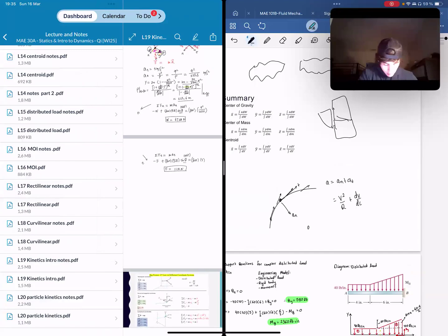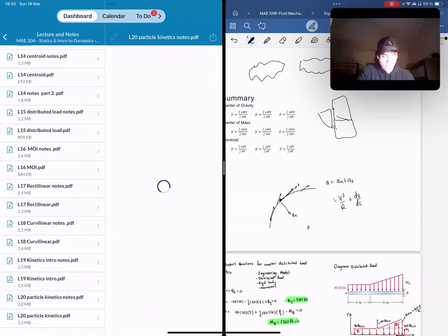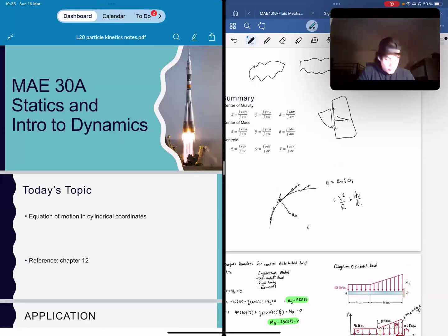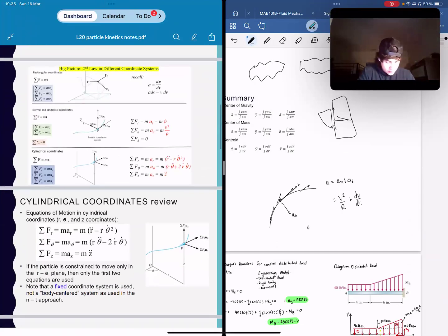Then finally, going to the last lecture, this time we have the transverse. Let me see.